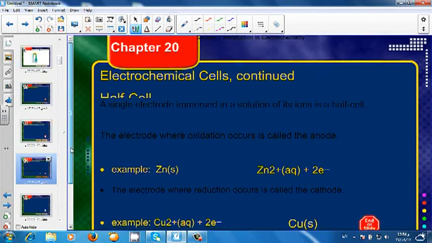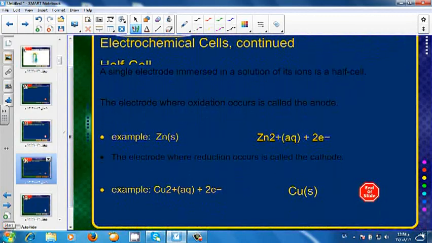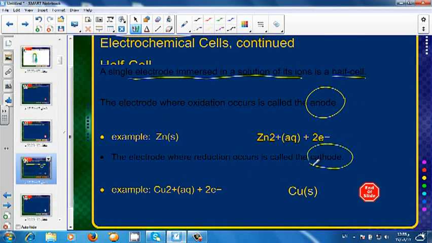So what is the half cell? As we said, it's a single electrode immersed in its solution, a solution of its ion, as we said, zinc in zinc sulfate. This is the first half cell. The electrode where oxidation occurs is called the anode, and this is the definition of the anode, as we said. The electrode where reduction occurs is the cathode, and this is the definition of the cathode, as we said.